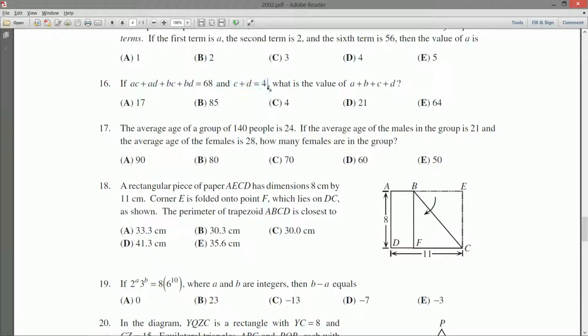So we've been talking a lot about this C plus D is equal to 4. But what about this big equation right here? AC plus AD plus BC plus BD is equal to 68. Okay. So a couple things go off in my head when I see this. First of all, 68 is 4 times 17. And I have a 4 right here. So is it possible that C plus D is a factor of this expression over here? And if it is, what's the other factor? Could it possibly be A plus B?